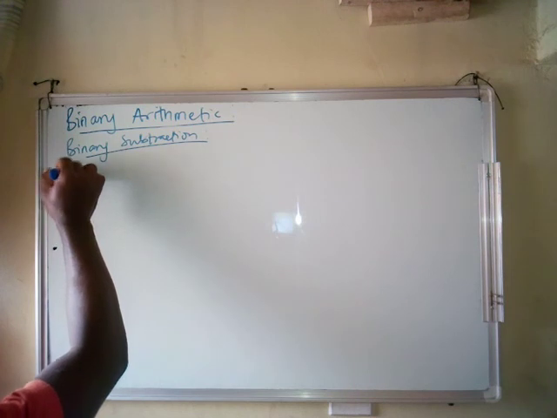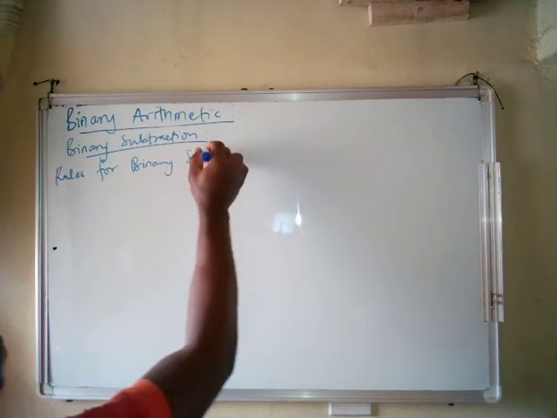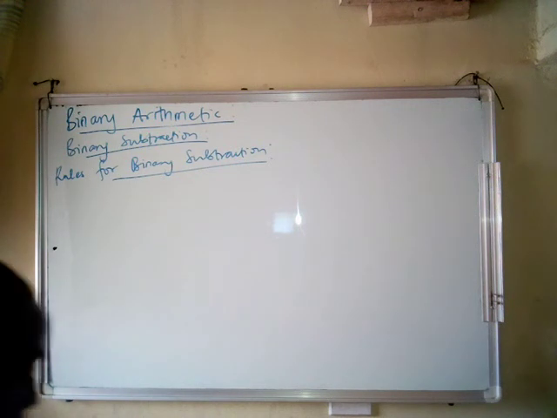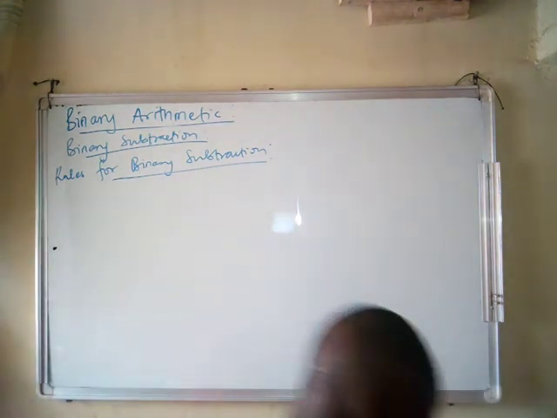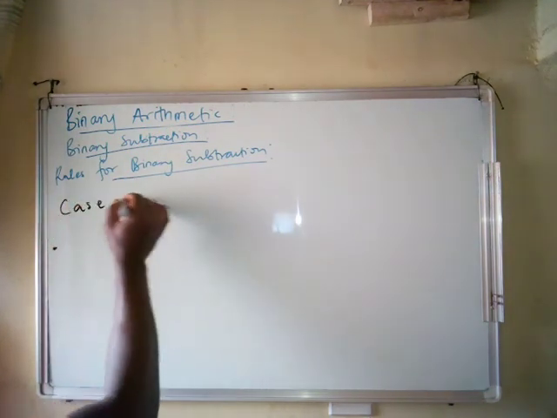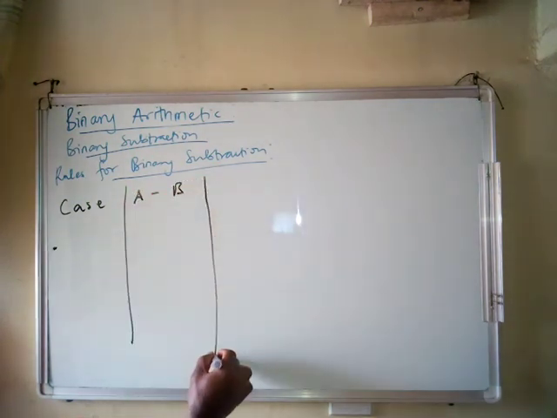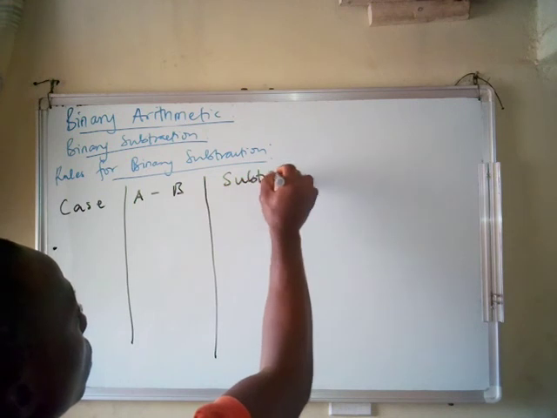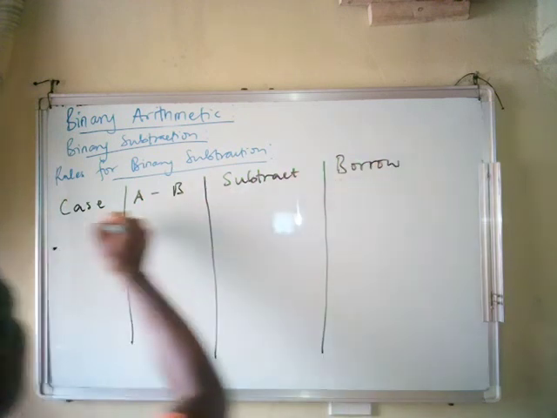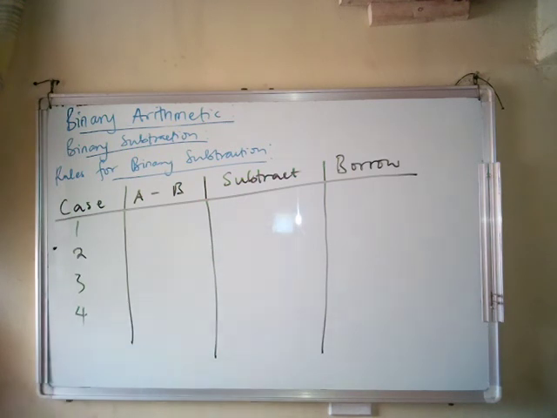So let's look at the rules. Let's look at some of the rules. So we'll have a case. You have your A minus B. You have subtract. You have borrow. So first case, second case, third case, and fourth case.